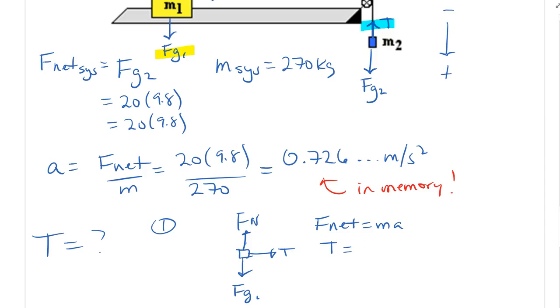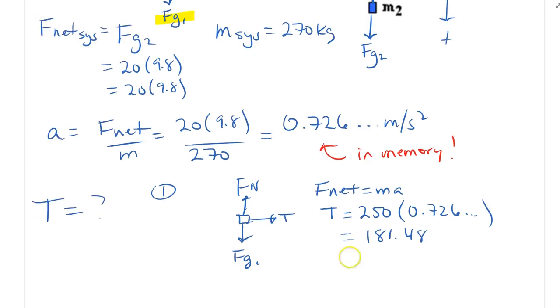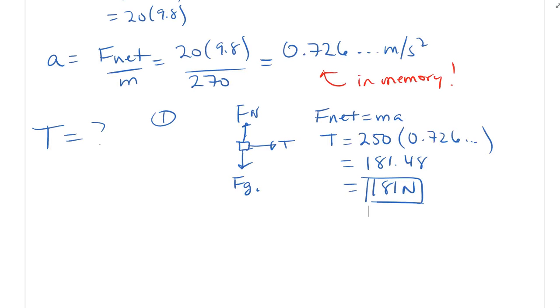The mass of object number 1 was 250 multiplied by 0.726 in all the digits, because I'm just multiplying that from the memory of my calculator, and I end up with 181.48, which, after rounding off to 3 significant figures, is 181 newtons. Is there a check involved? Of course there's a check involved because we have a second object.